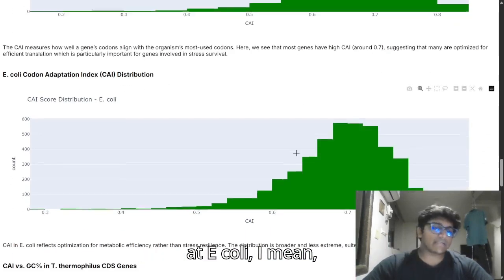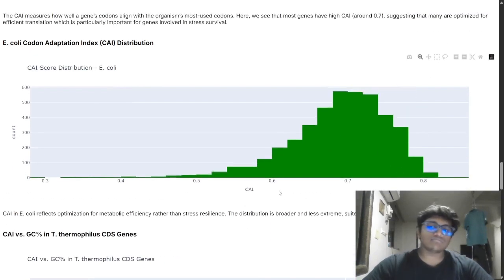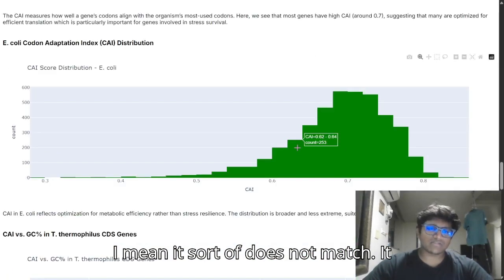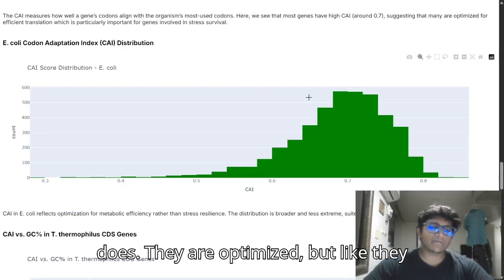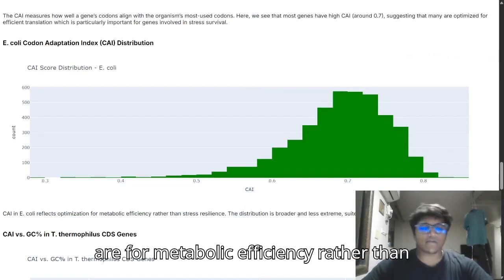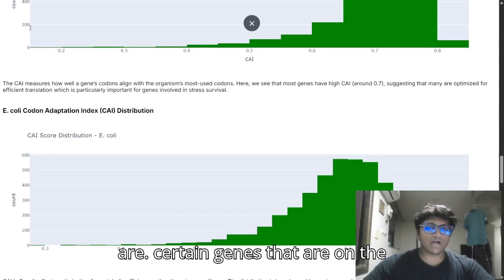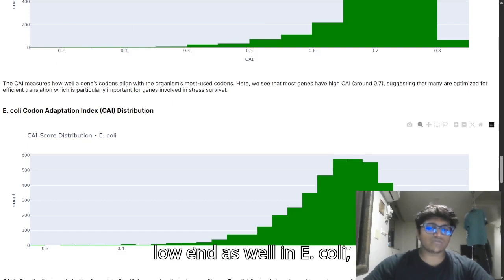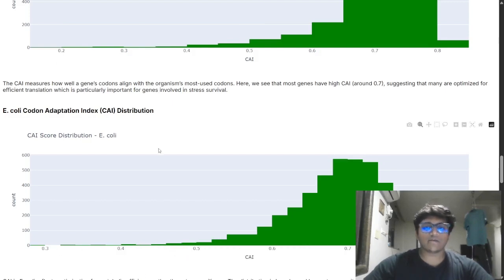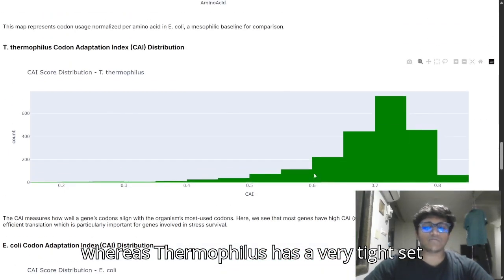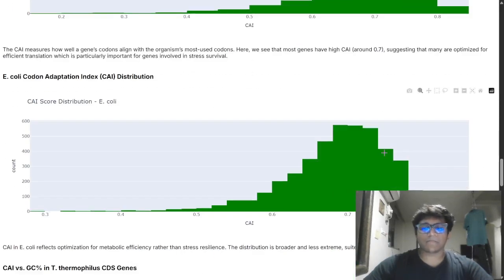Whereas if you look at E. coli, this sort of doesn't match. They are optimized, but for metabolic efficiency rather than resilience. You can see there are certain genes that are on the low end as well in E. coli, whereas Thermophilus has a very tight set of genes.